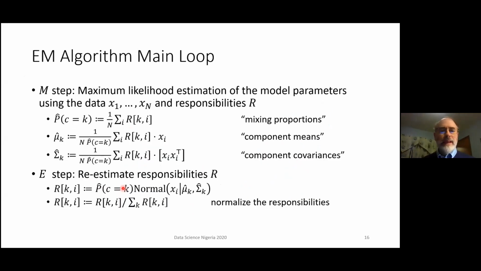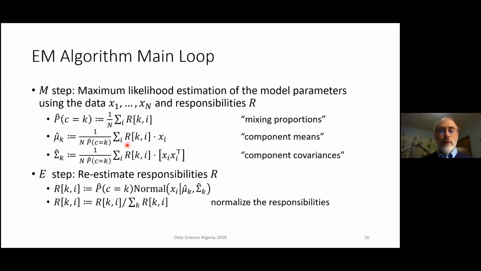And then in the main loop, we alternate between two steps, the M step and the E step. In the M step, we assume that the responsibilities are correct, and we estimate the model parameters. We do this by using these R values. So the mixing proportions, the probability that the points come from cluster K, we get by just summing up the responsibility of cluster K for all the points.